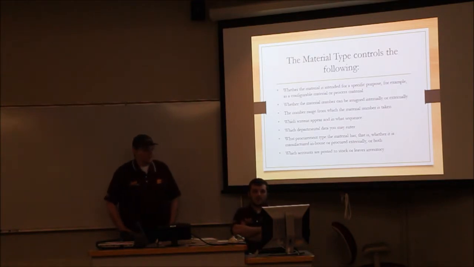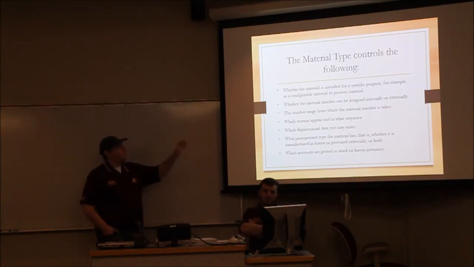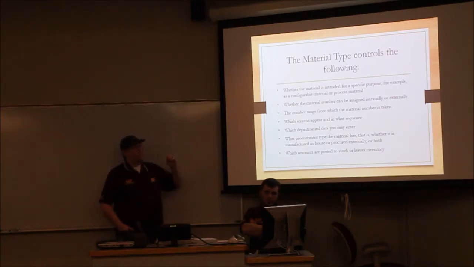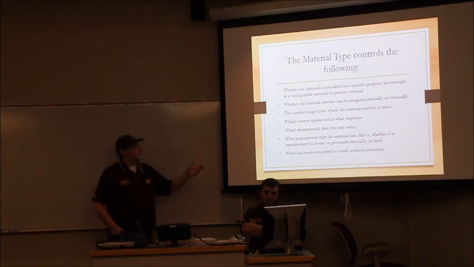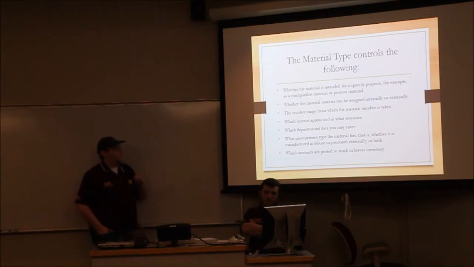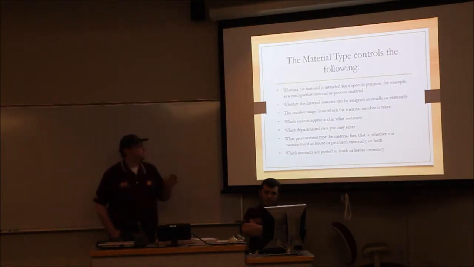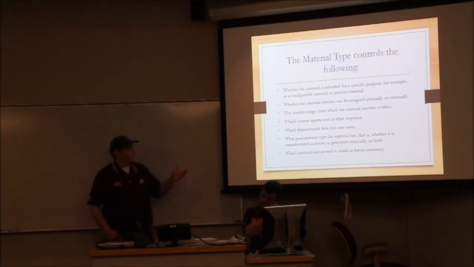So the material type controls, this is what the material type actually controls. Material type controls whether the material is intended for a specific purpose. So if it's configurable material or process material. Material type controls whether the material number can be assigned internally or externally. The number range from which the material number is taken. Which screen appear and in what sequence. Which departmental data you may enter.